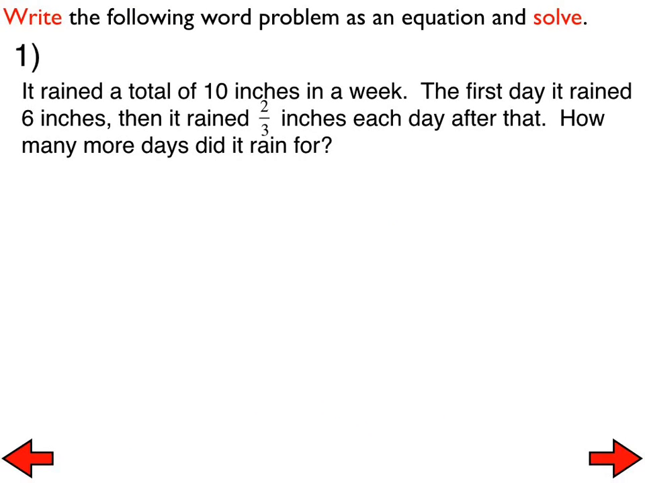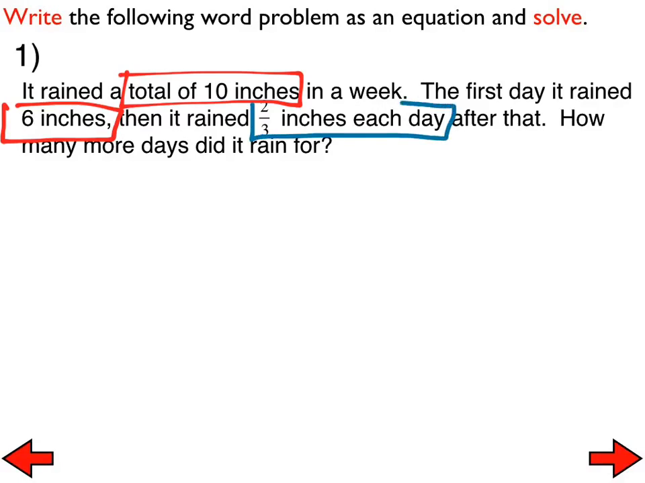So number 1 on your notes, it says, it rained a total, keyword total, of 10 inches in a week. Go ahead and circle that. The first day, it rained 6 inches. So this is a constant. It already rained this much. Then it rained 2/3 inches each day after that. Keyword each. How many more days did it rain for?